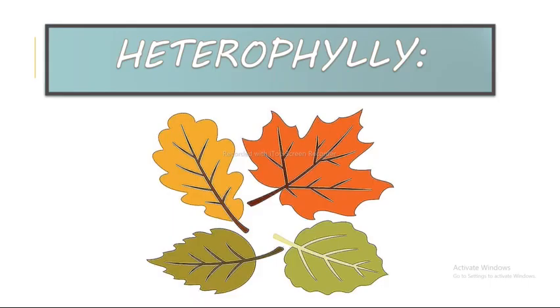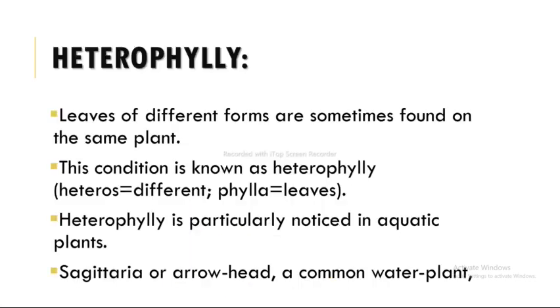Next I'm going to discuss about heterophylly. The leaves of different forms are sometimes found on the same plant, and this condition is known as heterophylly. Hetero means different, and phylly means leaves, and heterophylly is particularly noticed in aquatic plants.